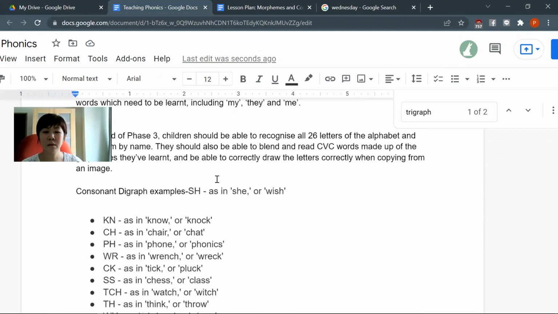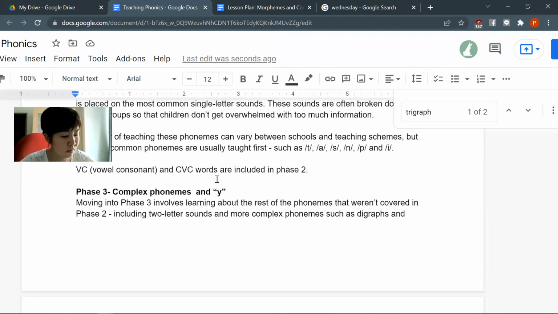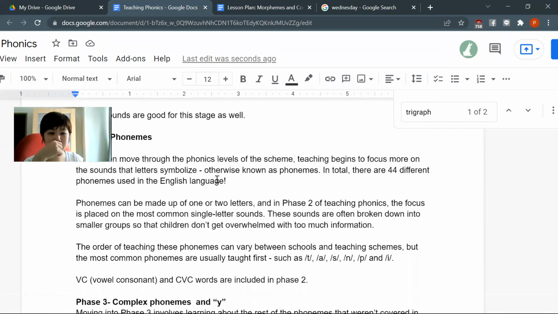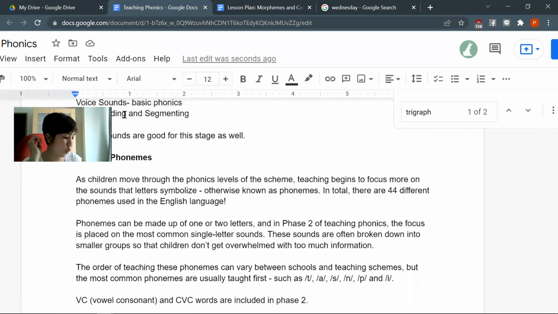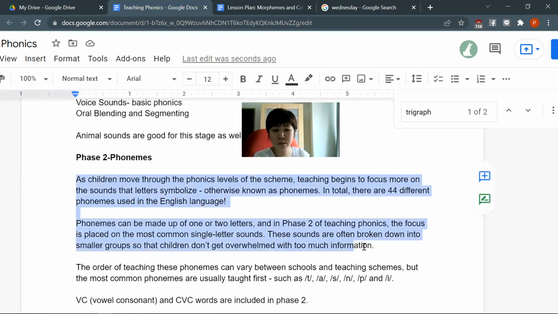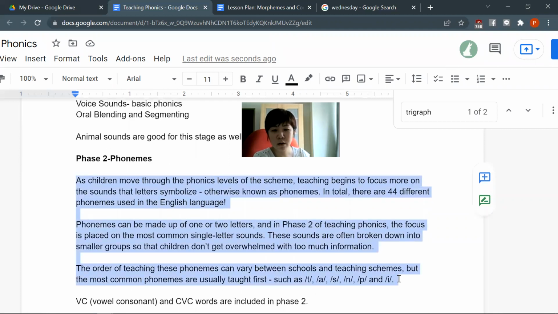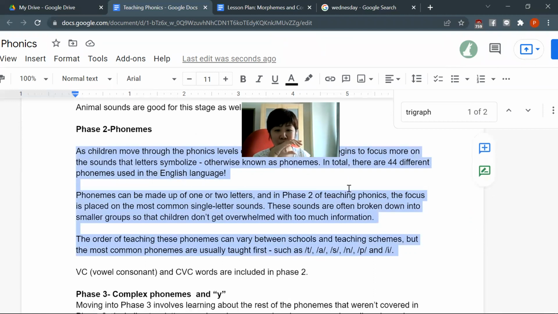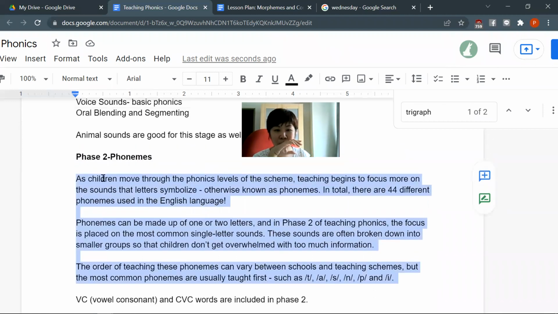All right, so we were on part 2. Yeah, so now we go to phonemes. So phase 2, phonemes. This is where we start moving from sounds into the phonemes themselves. So now you're going to start showing them some words. So as children, can you read through this?